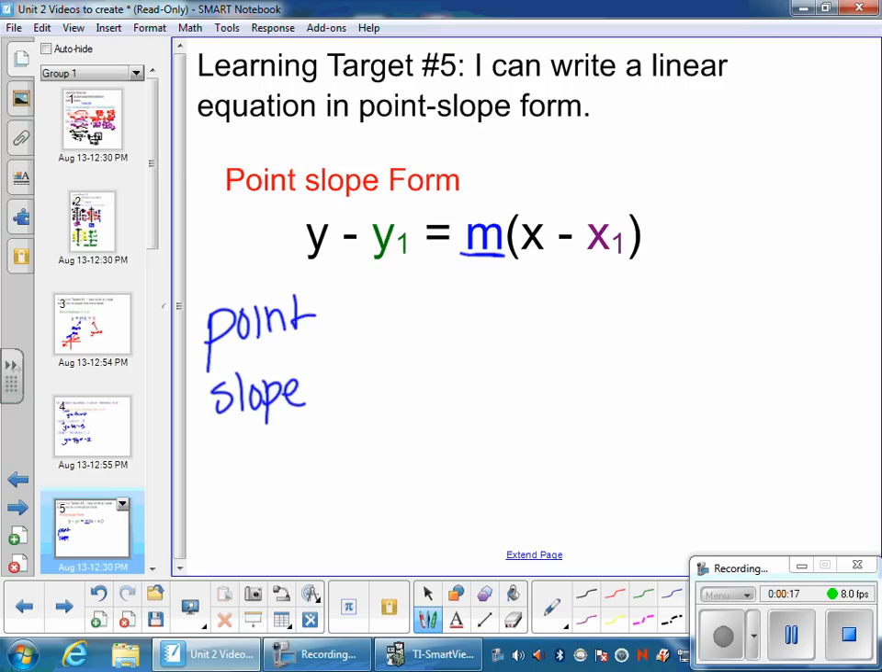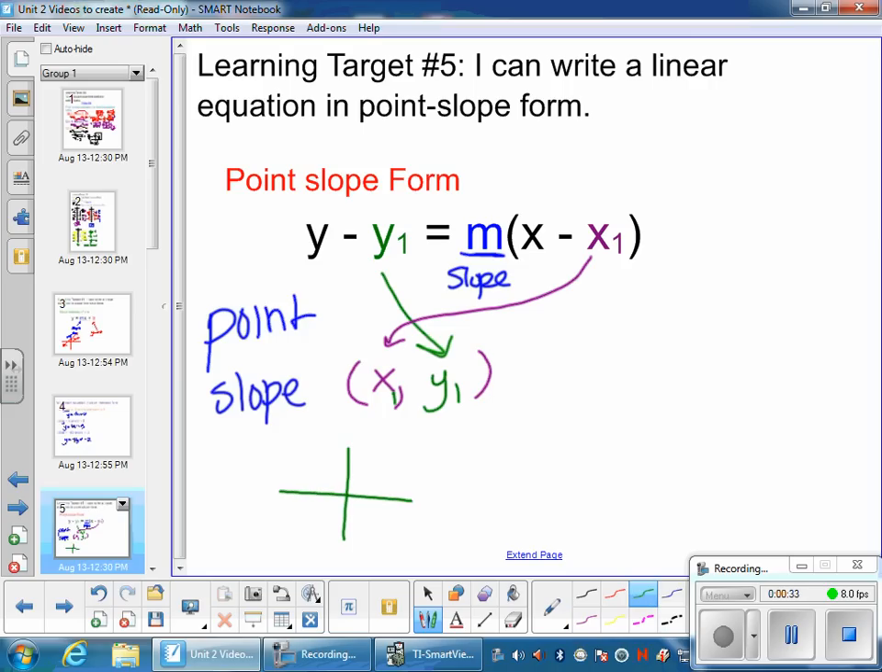So m is still your slope. Then you're going to take this y1, and the x1, and that gives you your point on the line. So x1 and y1 is a point on the line. Graphically, you have your slope, which is again your rise over your run. But maybe you don't have the y-intercept, but you have a point somewhere on the line. That will be your x1 and your y1. So that's the idea behind this one.